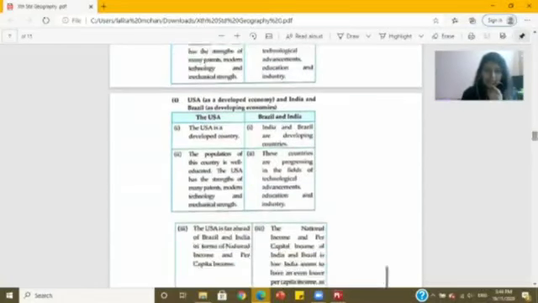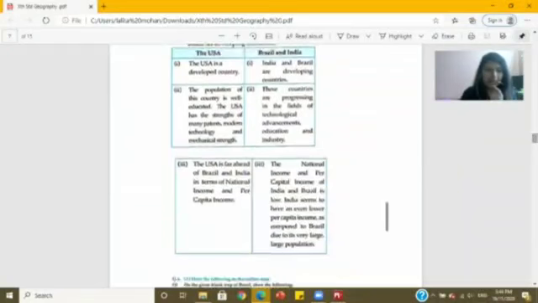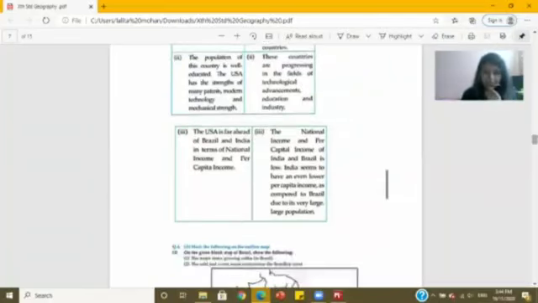Next, that is the third point, the USA is far ahead of Brazil and India in terms of national income as well as per capita income, that is PCI. And the third point for Brazil and India, the national income and per capita income of India and Brazil is low. India seems to have an even lower PCI as compared to Brazil due to its very large population.